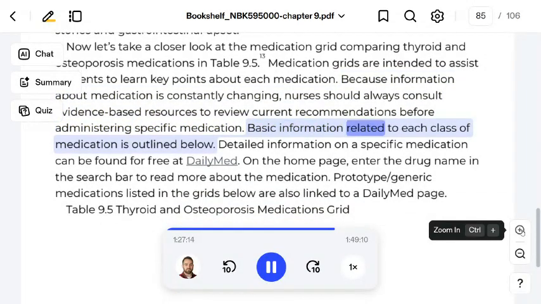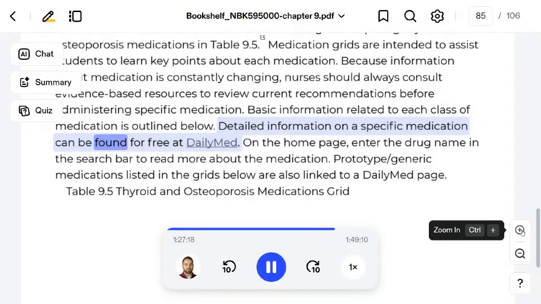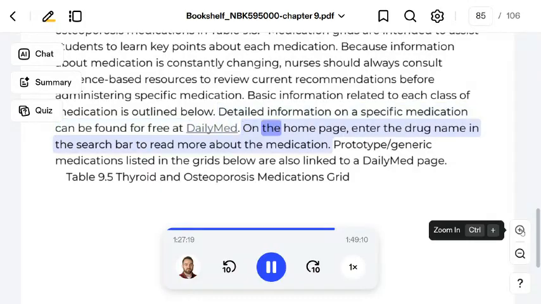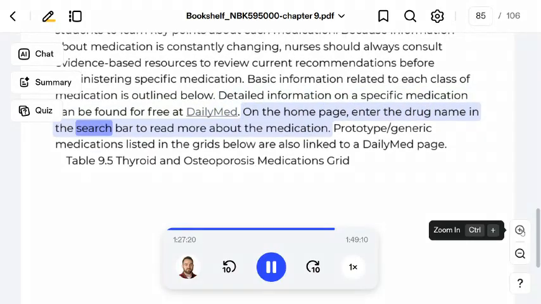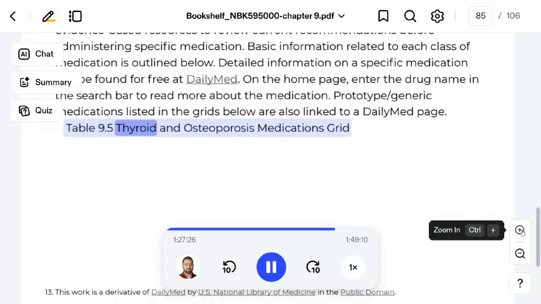Basic information related to each class of medication is outlined below. Detailed information on a specific medication can be found for free at DailyMed. On the home page, enter the drug name in the search bar to read more about the medication. Prototype generic medications listed in the grids below are also linked to a DailyMed page. Table 9.5 Thyroid and Osteoporosis Medications Grid.